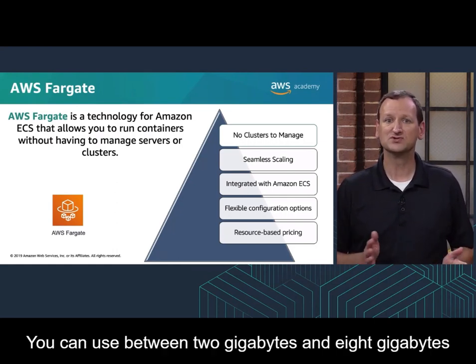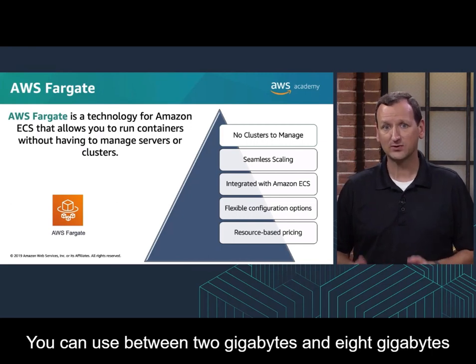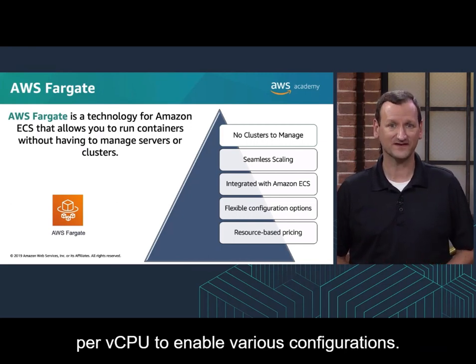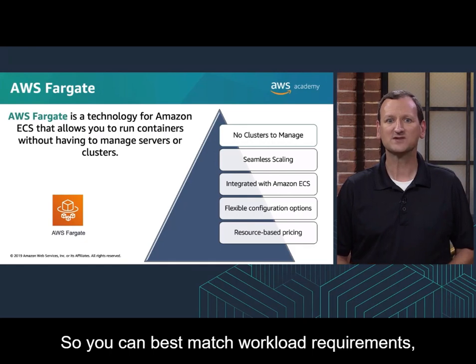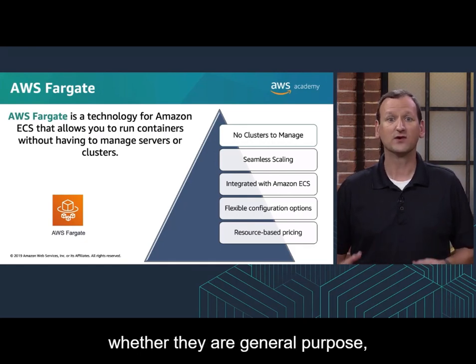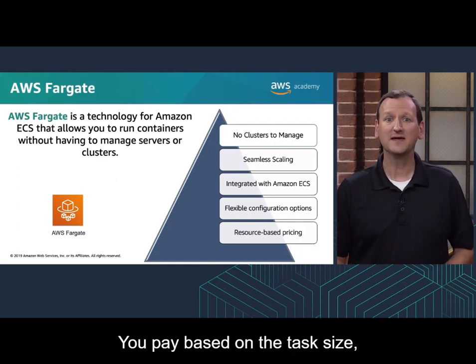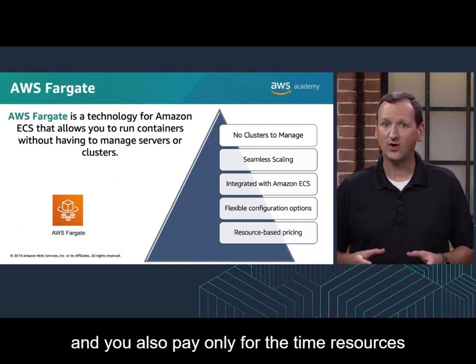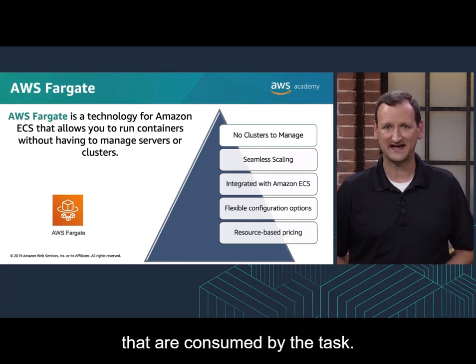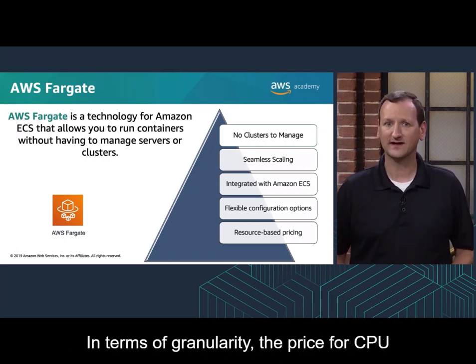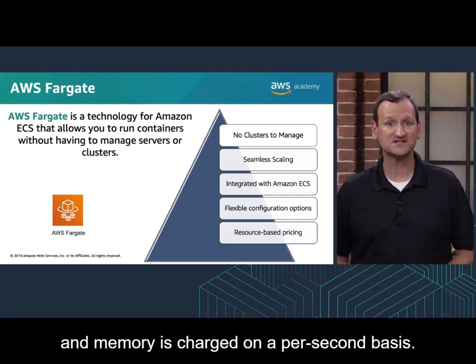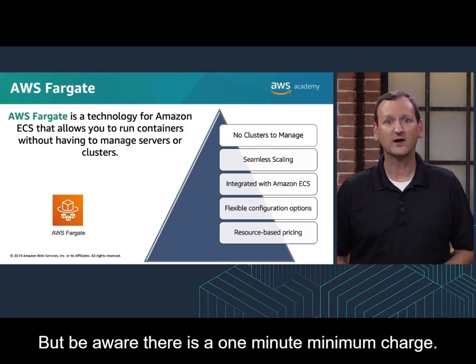You can use between 2 GB and 8 GB per vCPU to enable various configurations, so you can best match workload requirements, whether they are general purpose or compute or memory optimized. You pay based on the task size, and you also pay only for the time resources that are consumed by the task. In terms of granularity, the price for CPU and memory is charged on a per second basis, but be aware there is a 1-minute minimum charge.